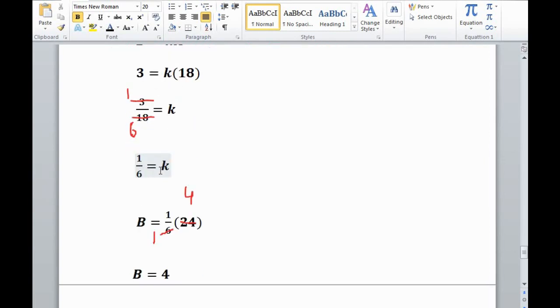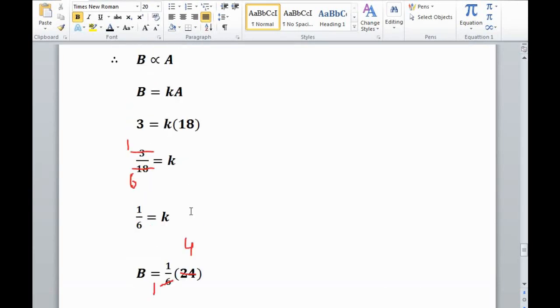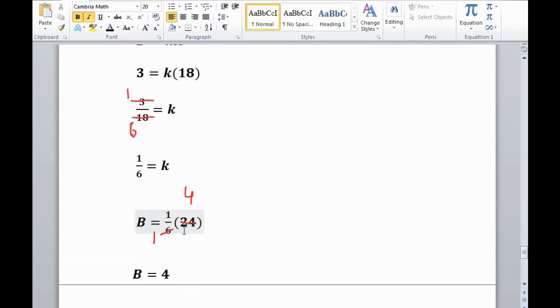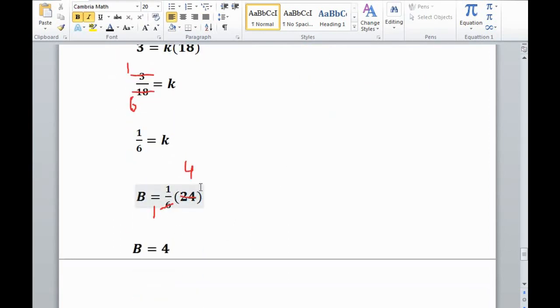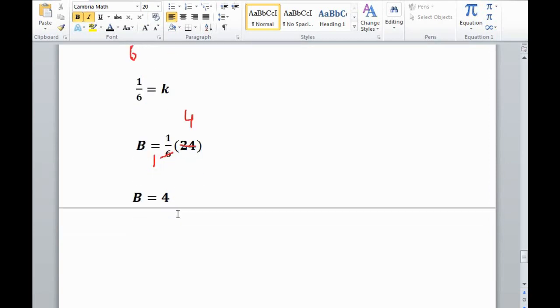Then this equation becomes b equals ka. We have calculated the value of k, which is 1 upon 6. And the value of a is given in the statement of the question, which is 24. And now we have a common factor between 24 and 6, so we have different common factors like 2, 3, and 6 itself. So I'm going to divide 24 by 6, like 6 times 1 is 6, and 6 times 4 is 24. And finally 4 multiplied by 1, we get 4. So the value of b is 4.